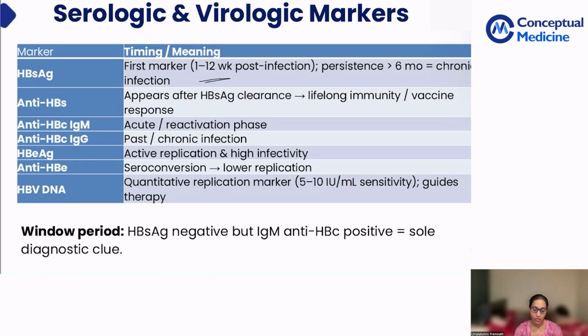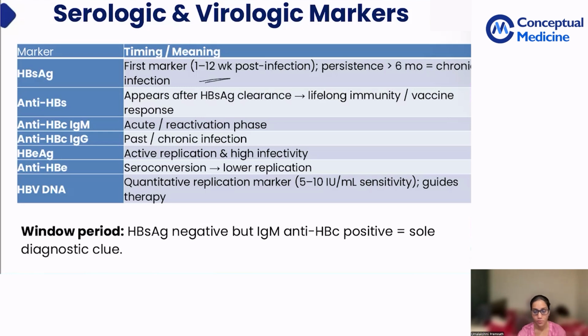Whereas the core antigen, HBcAg, cannot get secreted in the serum, so you can never find it in the serum. Instead, what can you find? The antibody against HBc, which is IgM anti-HBc. That is the next marker to rise. Within a few weeks of HBsAg itself, you have your IgM anti-HBc. At the same time, you have HBeAg, the E antigen also, which rises.